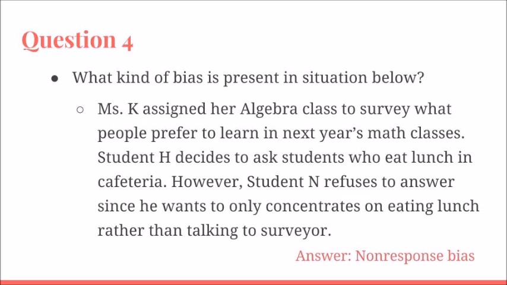The answer is non-response bias, since a large fraction of the sample failed to respond, because student H only tried to ask students who eat lunch in the cafeteria. It fails to cover those who eat lunch in the park or outside of school or even outside of the cafeteria. Therefore, it's hard to say they represent the entire population, and therefore it's inaccurate as well.